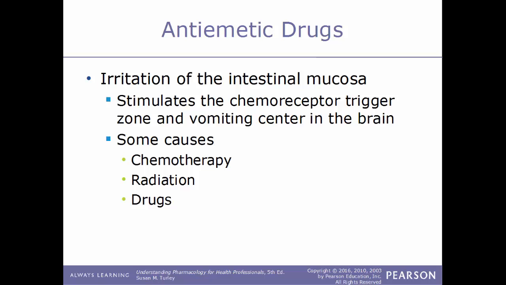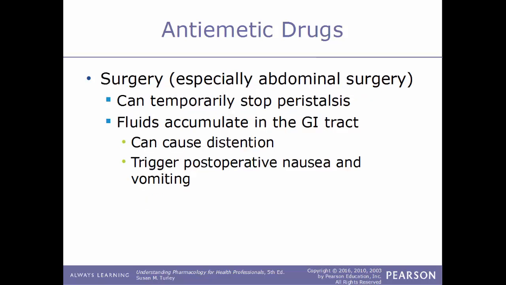Now, some causes of this could be chemotherapy or radiation or certain types of drugs. Surgery, in particular abdominal surgeries, can temporarily stop peristalsis. So when this happens, fluids will accumulate within the GI tract. This can cause distension and pain within the belly. And along with this, you get postoperative nausea and vomiting.